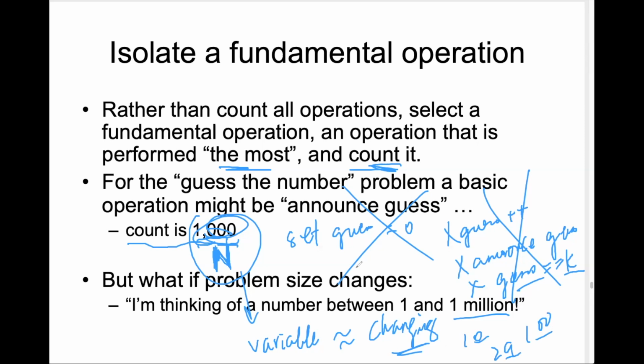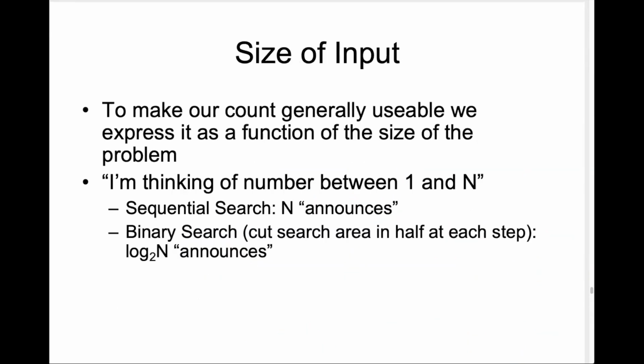So generally what we want to do is identify that changing variable inside an algorithm. We eliminate all of the non-relevant or not the most significant operations, like a small operation that counts only once, or an iteration that only has 10 iterations. These are constants that we know of, but we are interested in the variable, so in this case, n, or 1,000. That goes into this topic called the input size. To make our count generally usable, we express it as a function of the size of the problem. So the size of the problem is 1,000.